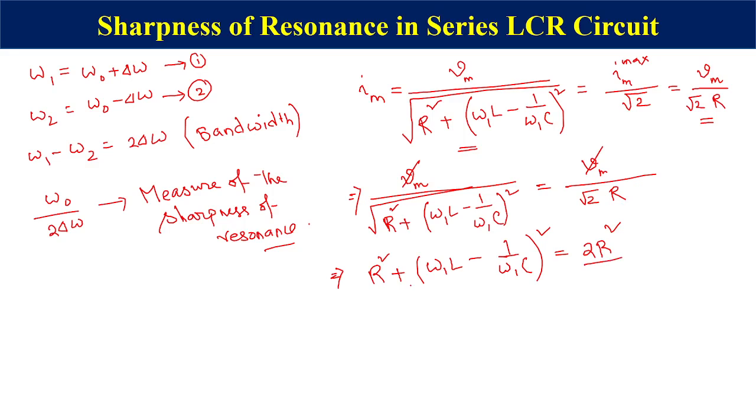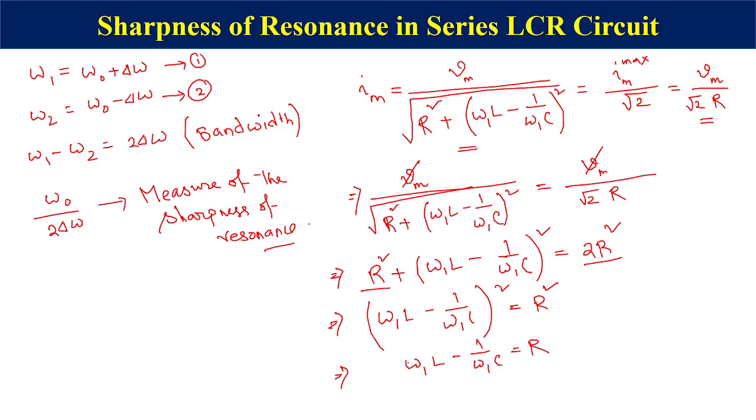So twice R square here, R square here. If you take it on the right hand side, you are going to get (omega 1 L minus 1 upon omega 1 C) whole square equal to R square. So now take a square root on both the sides. You will remain with omega 1 L minus 1 upon omega 1 C, that's equal to R. So this is an equation that we have obtained. And let's consider this equation to be say 1, 2, 3.